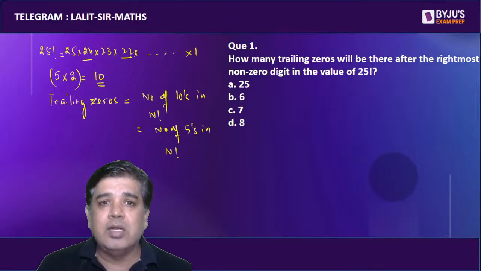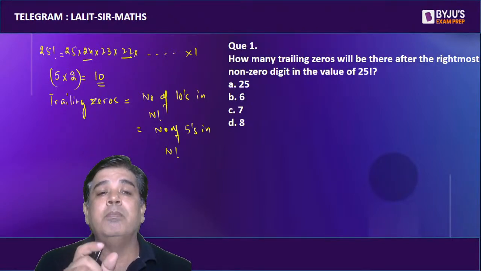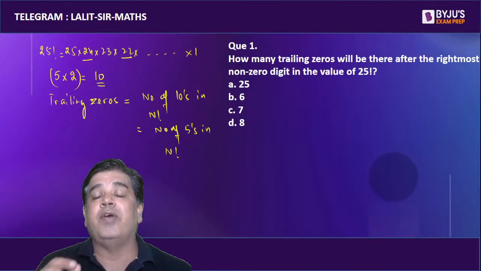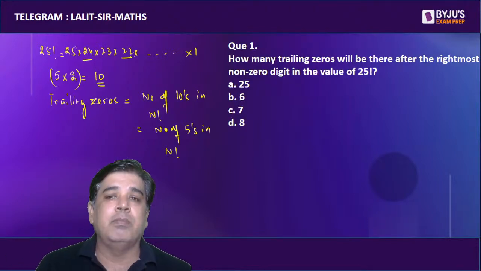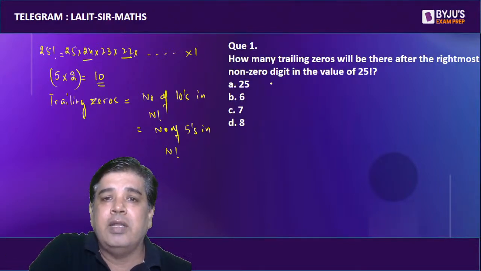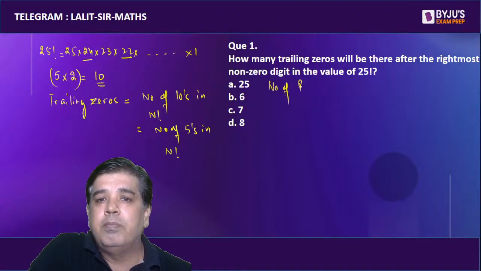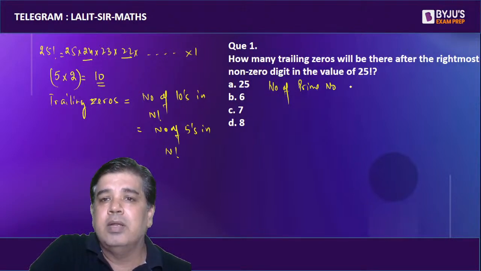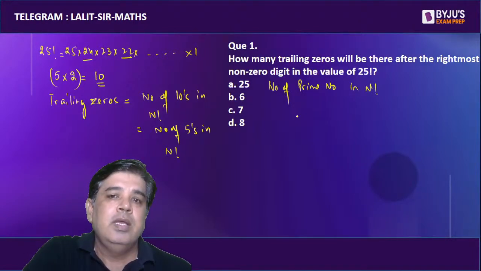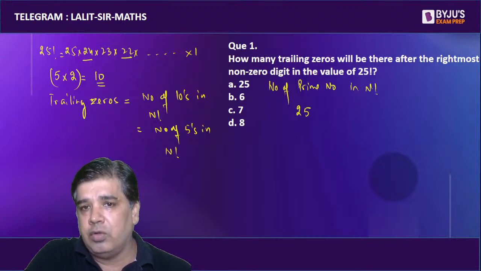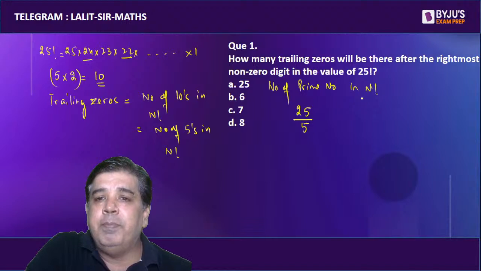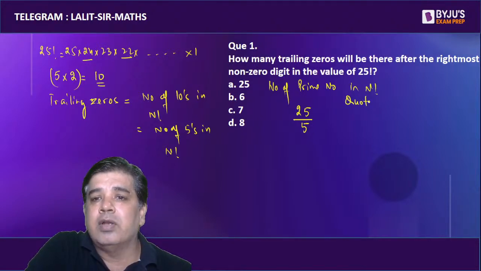Now we know a method to calculate the number of prime factors in the factorial of a number. Here we have 25 factorial. We need to find how many 5s will be there. 5 is a prime number. So the concept to calculate the number of repetitions of a prime number in n factorial: the method is to divide the number whose factorial we have in the question by the prime number, right, and pick the quotient only after the division.